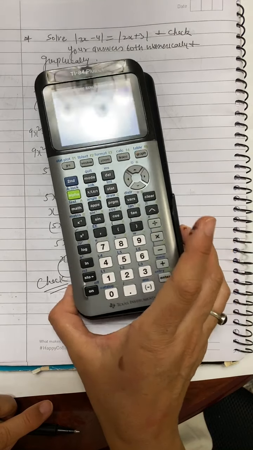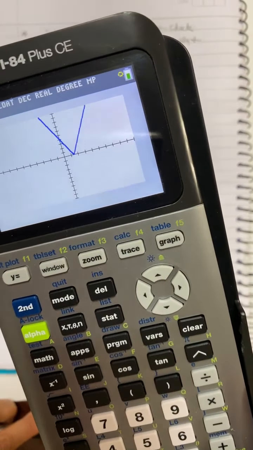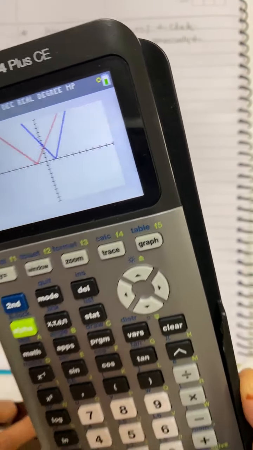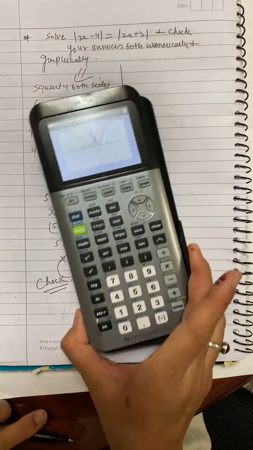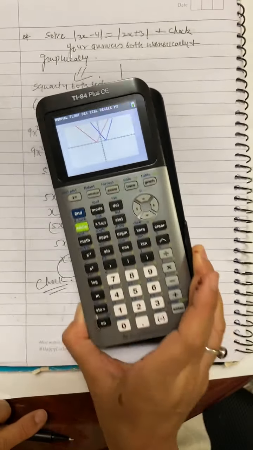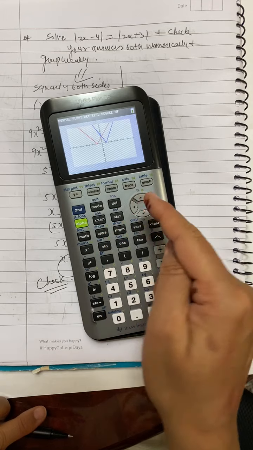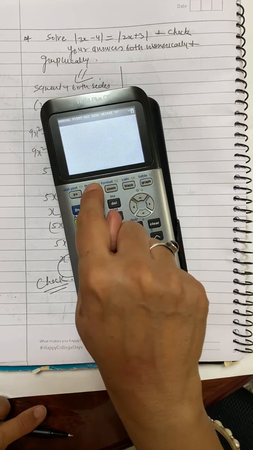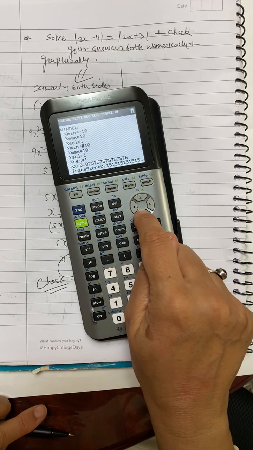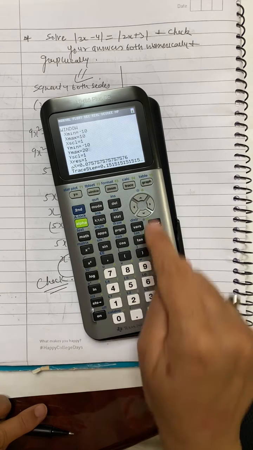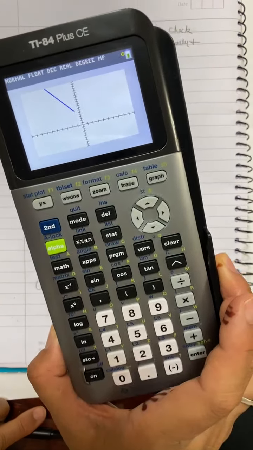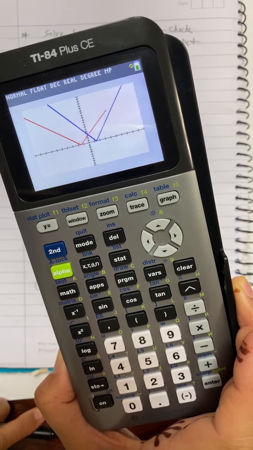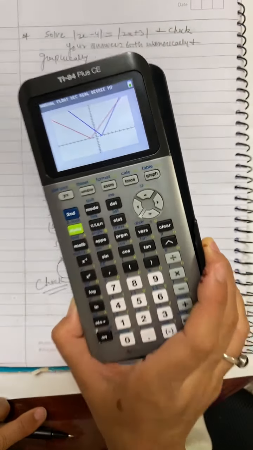And graph. When you graph it, you should be able to see if there are 2 intersection points or 1 intersection point. Okay, it seems like we need to change the window setting. So I'm going to change the positive Y values, or you can use zoom standard, but I'm going to change the window setting here. I'm going to make Y maximum, let's say 20, and then graph. And then we can see if there are 2 points of intersection or not. So you can see the points of intersection.